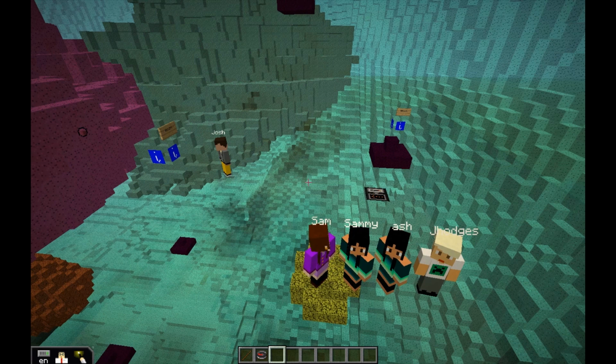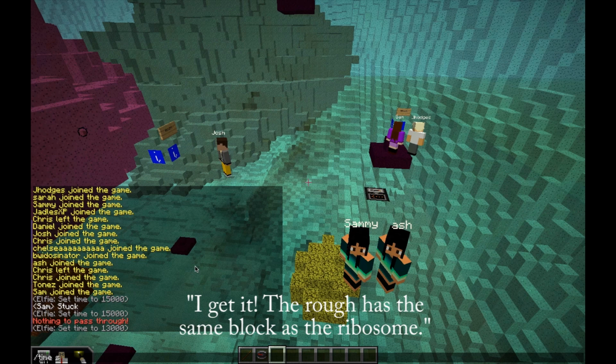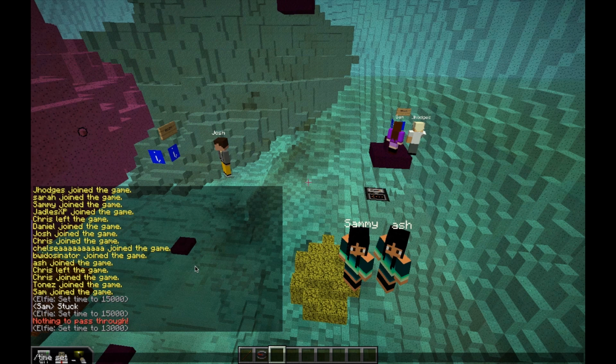Seriously, this texture pack is awesome. Wait, there's also a cell membrane? Right, so have a look around and see if you can find the organelle that's made out of the same block. I get it. The rough one has the same block as the ribosome. Okay.